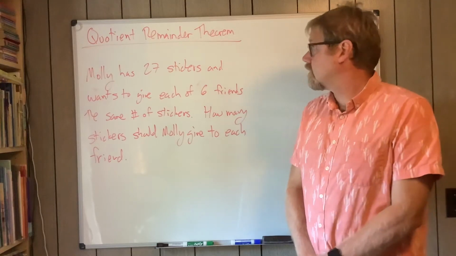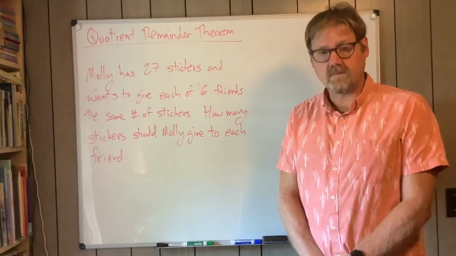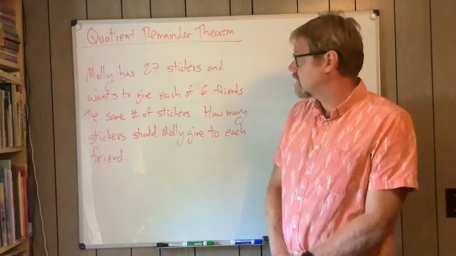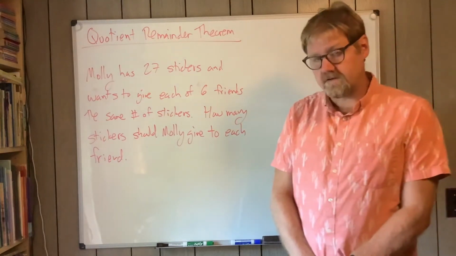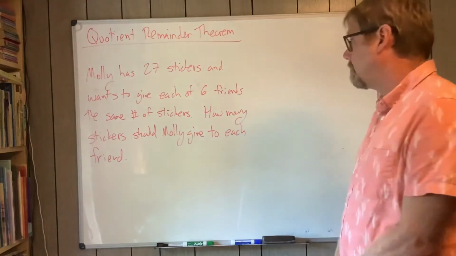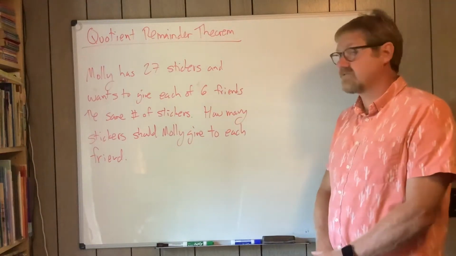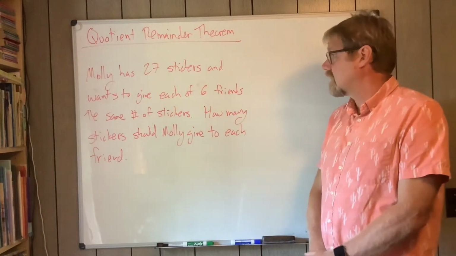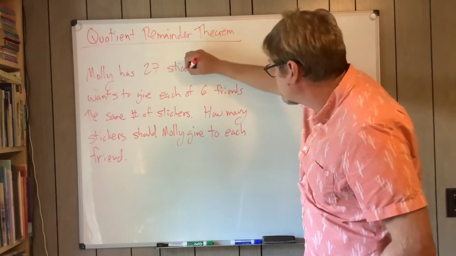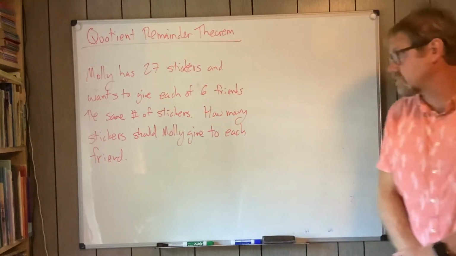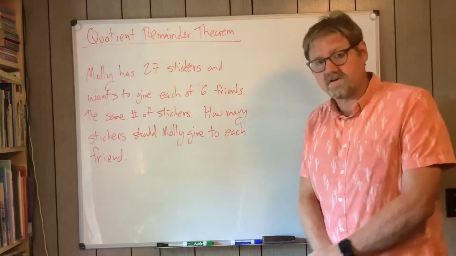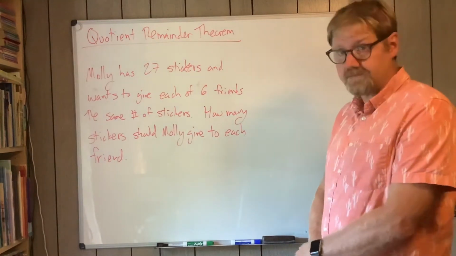Okay, so this is about the quotient remainder theorem. So I've got a problem here to sort of motivate this. A nice word problem. Molly's got 27 stickers and wants to give each of her 6 friends the same number of stickers. So how many stickers should Molly give to each friend?